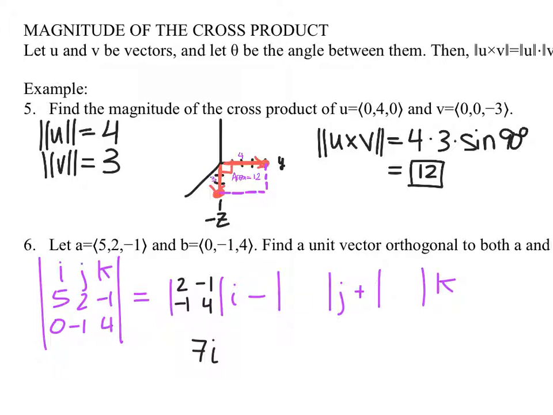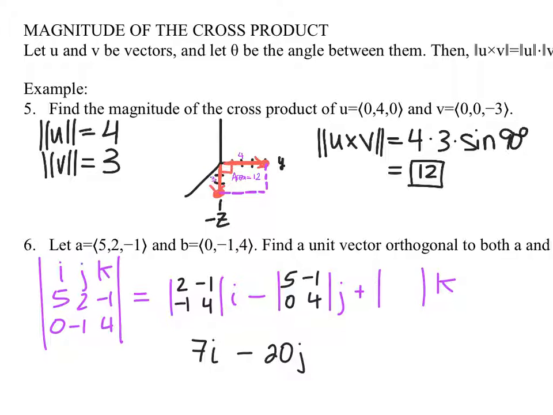Ignore, for the second one, the j row and column, so 5, -1, 0, 4. So that's just a 20, right? Because on the diagonal up, 0 times -1 is going to be 0. So diagonal down is 20, so minus 20j.